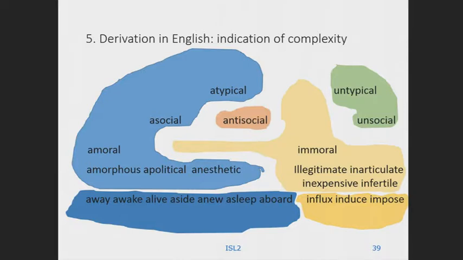Now how about asocial, antisocial, and unsocial? If I say I'm an asocial person, what does that mean?